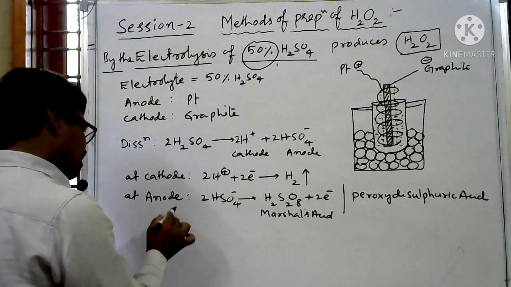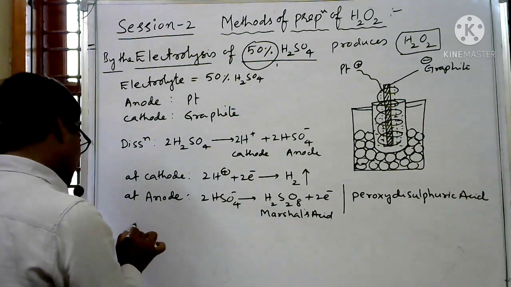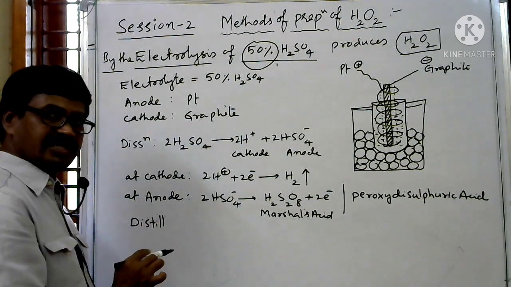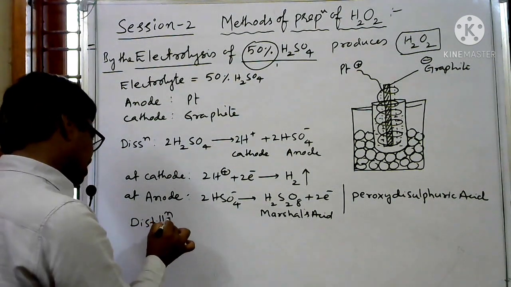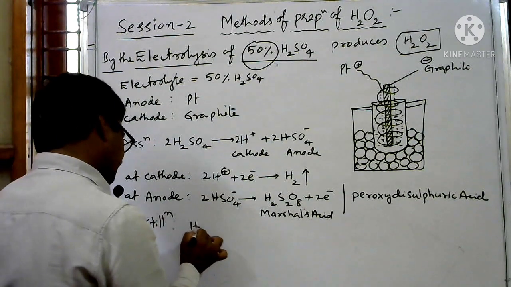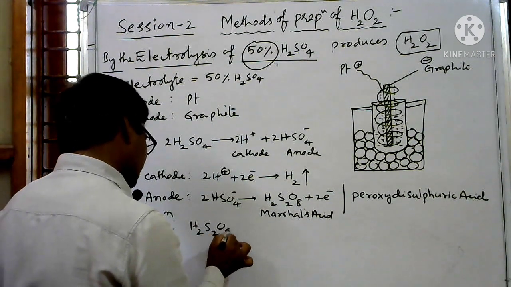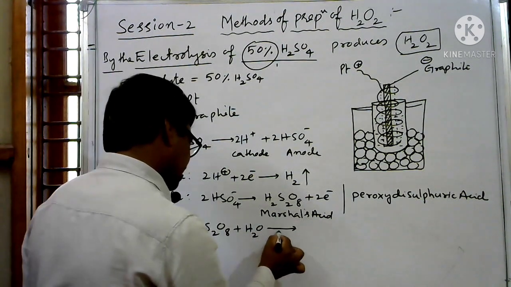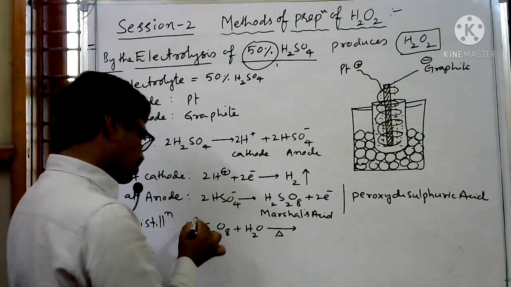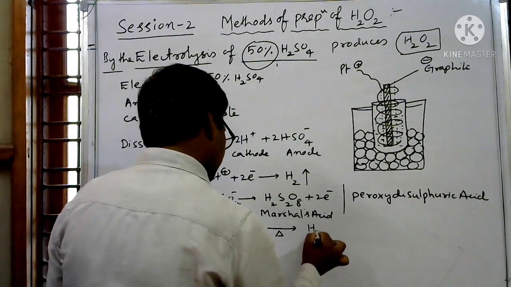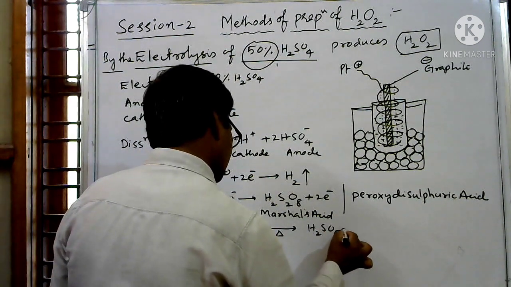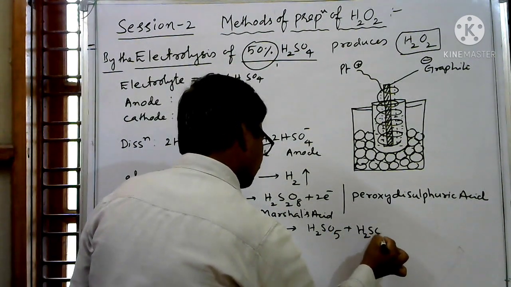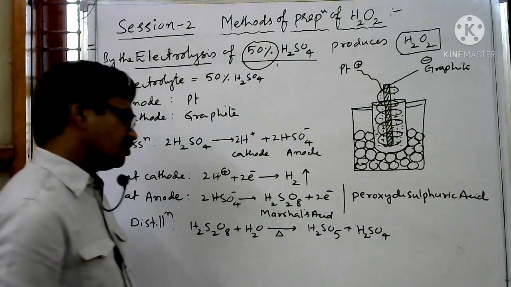So here I am writing, at the anode, after formation of this compound, distillation. Distillation means it is nothing but heating with water. Here, H2S2O8 combines with water when it is heated somewhat, delta sign I have written there. So it can produce now H2SO5 plus H2SO4, sulfuric acid and Caro's acid.